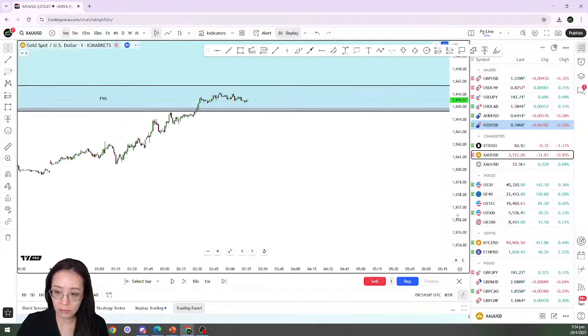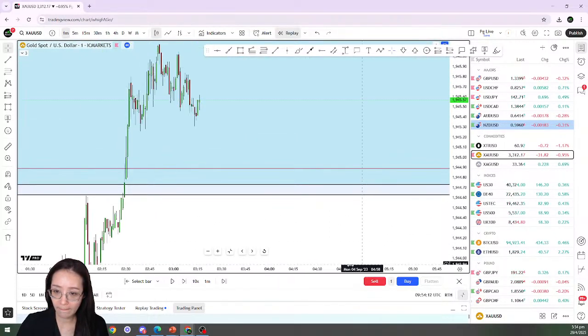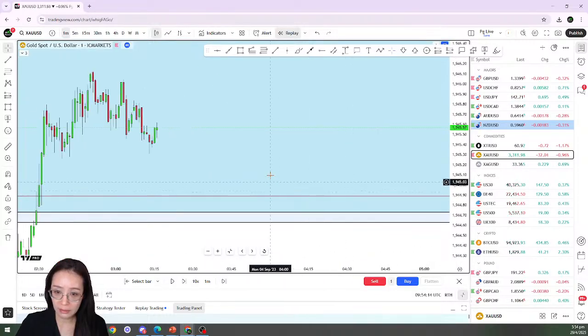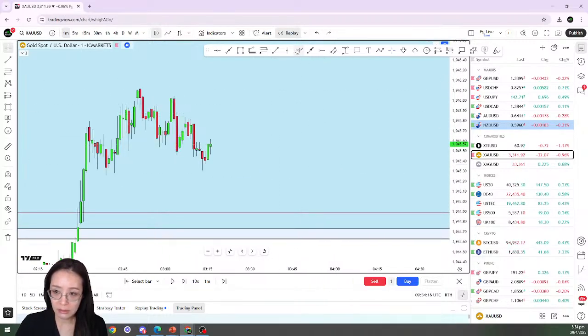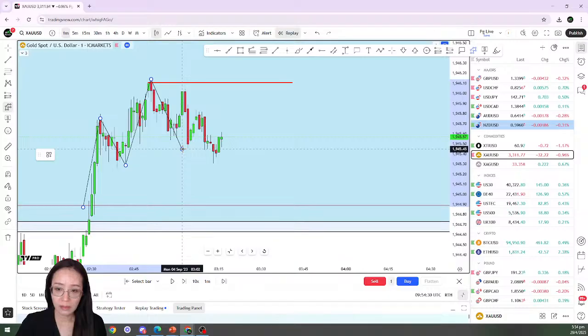Sometimes I will go to M1. Okay, I see it seems like a double top somewhere around here, or like a triple top, or head and shoulders. Yeah, left shoulder, head and right shoulder here, and then falling.